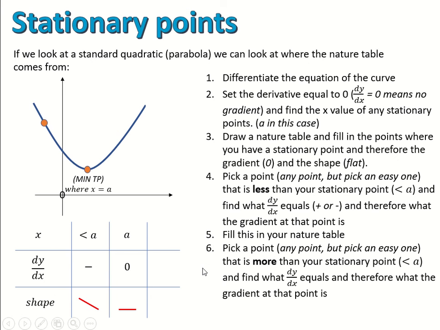Right, so then the next thing to do is to pick a point after our stationary point. So a point that's bigger than a, so it should be something that's greater than a. And then we're going to do the same. We're going to find out what dy by dx equals at that point.